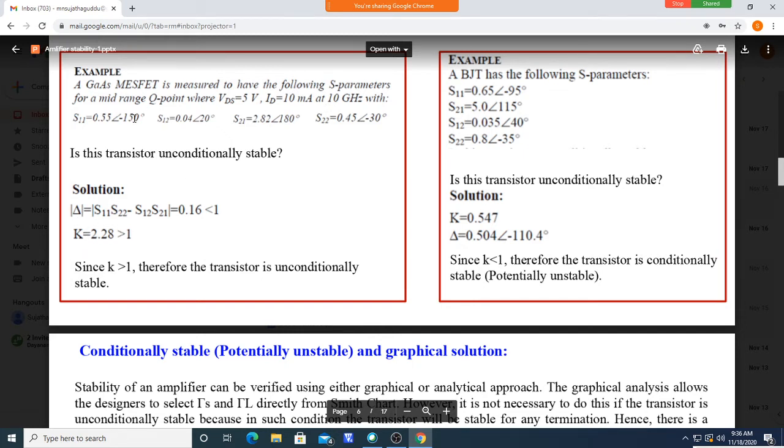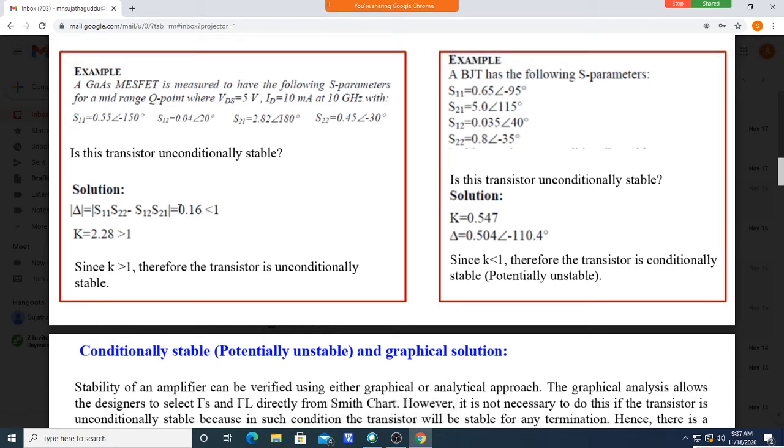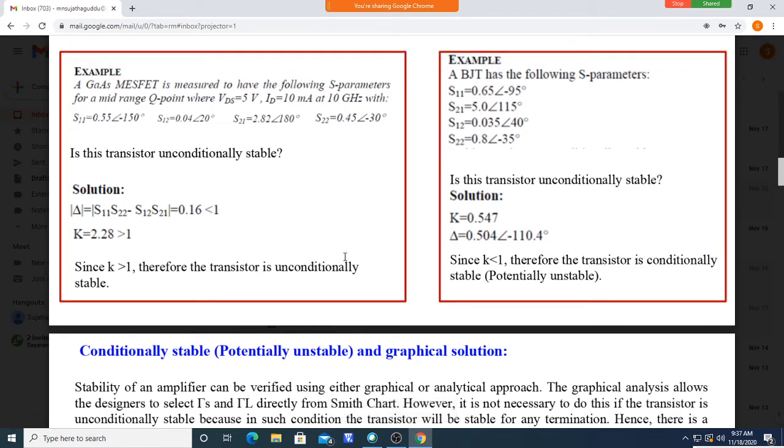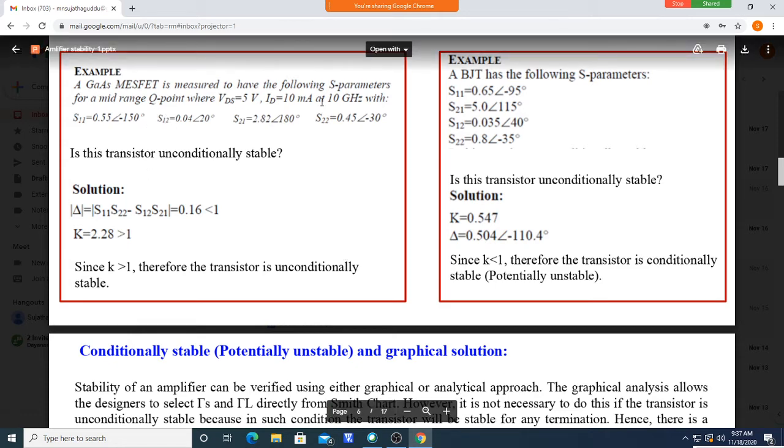For this problem, using the values for the transistor, we come to know K is this value. Substitute and do it, it is 2.28. It is greater than 1, and the delta value is 0.16, which is lesser than 1. So it is unconditionally stable. Any value you can choose as ZS and ZL over the Smith chart, they give a stable operation for this particular amplifier.